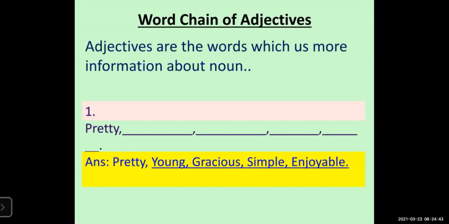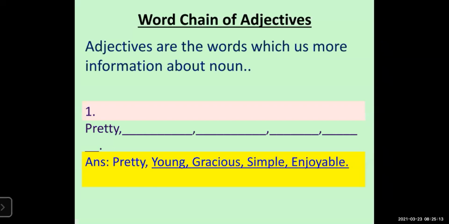P-R-E-T-T-Y, pretty. Pretty means very nice, charming you can say. The adjective used here is pretty, and the last letter of this word is Y. Now you have to use an adjective which begins with Y. That is young. Young is also a quality. Y-O-U-N-G, which begins with Y and ends with G.